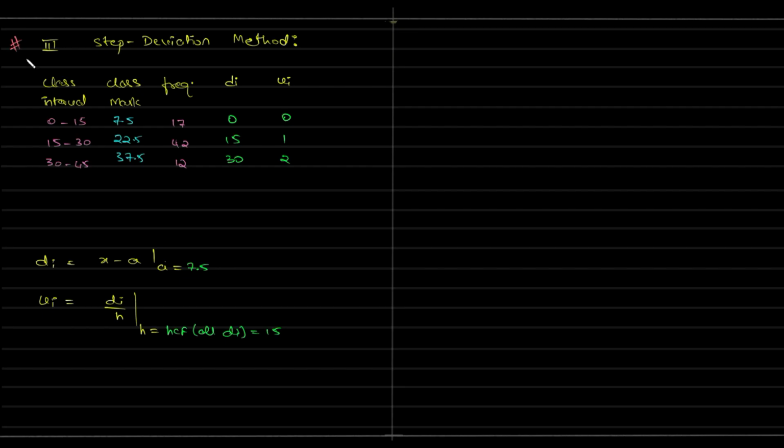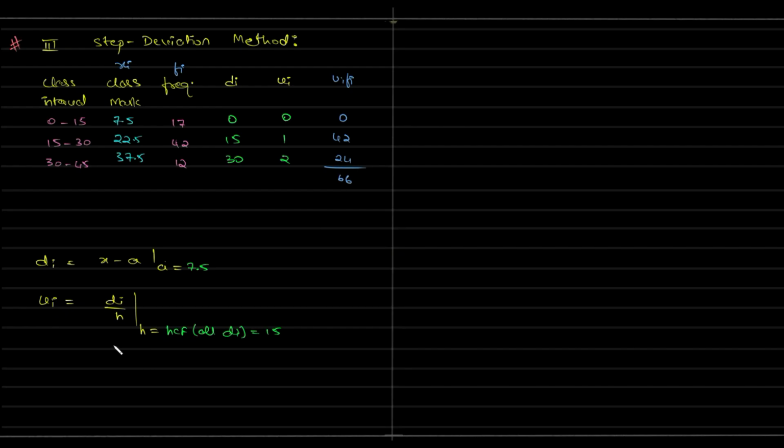And the last procedure is we're going to multiply ui with fi. So this is your fi, this is your xi. So 17 into 0 is 0, this is 42, and this is 24. So the sum is 66. Make sense?